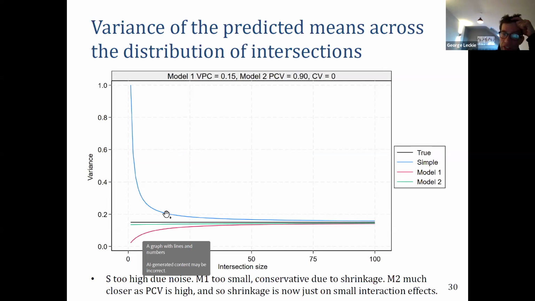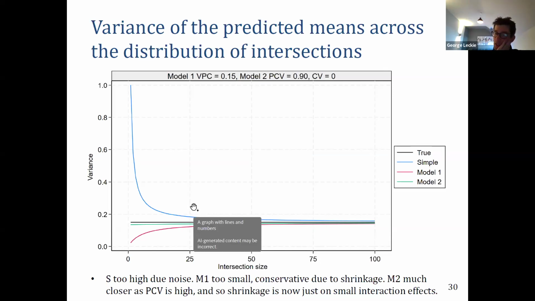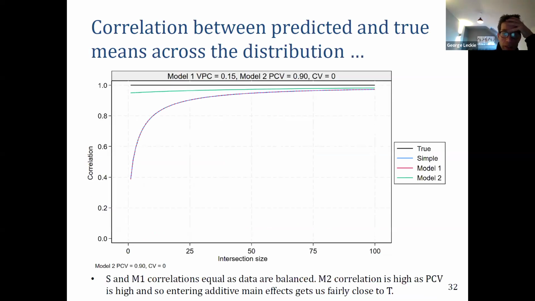Now, crucially, the differences between all three methods basically disappear when you have a very large data set where even the smallest intersections are sizable. But as I said, often that's not the case, and particularly because the ones of most interest are pretty small, they're multiply marginalized. Now, in terms of correlations with the truth, again, we've got to derive some algebraic expressions. We plot them. Here, we want our blue, red, and green lines to be as close as possible to the correlation of 1, the black line.